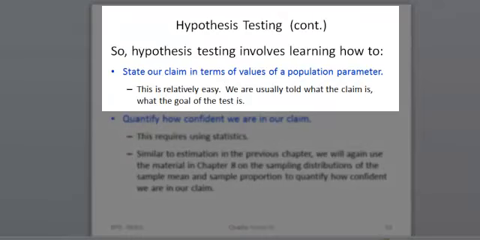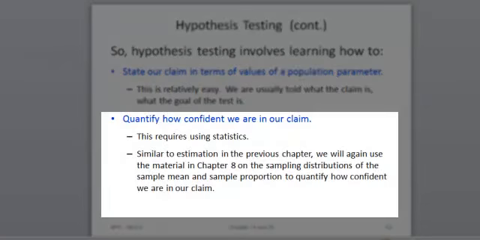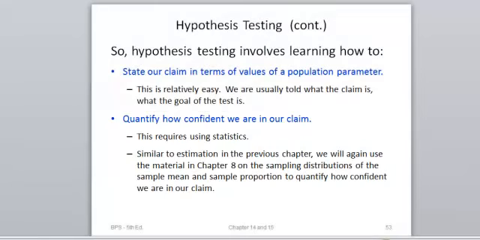So hypothesis testing involves learning how to state our claim in terms of values of a population parameter. That's relatively easy to do. And quantify how confident we are in our claim. Now this requires our inferential statistics. So similar to estimation in the previous chapter, we will again use the material for sampling distributions of the sample mean and sample proportions to quantify how confident we are in our claim. And that's not chapter 8, that's chapter 11.